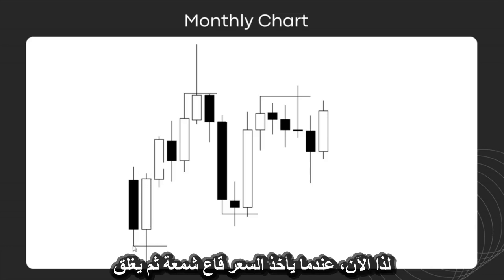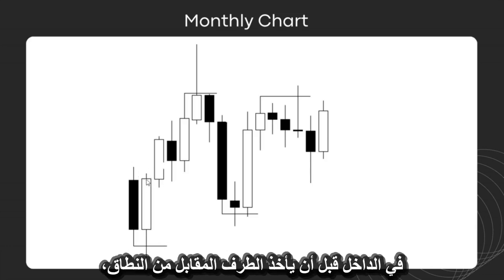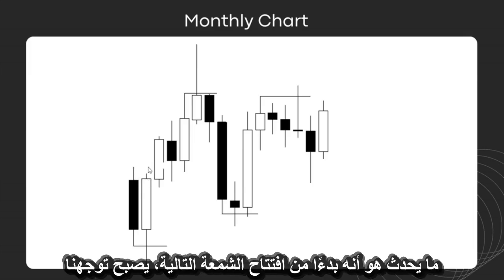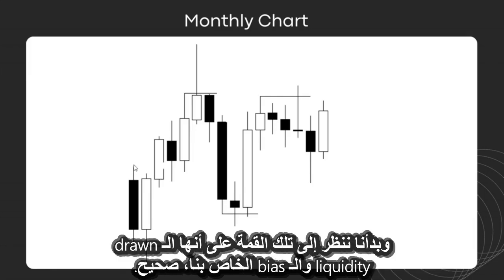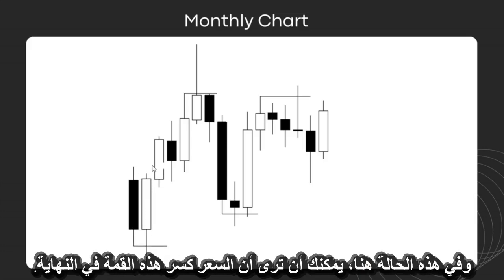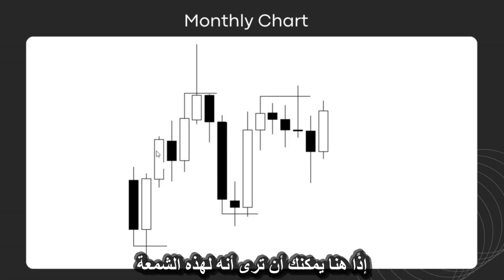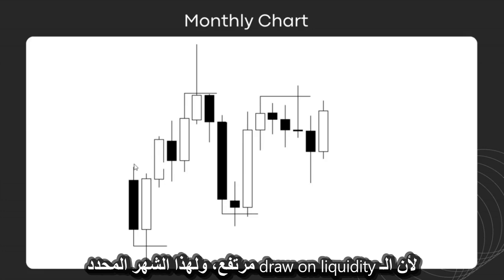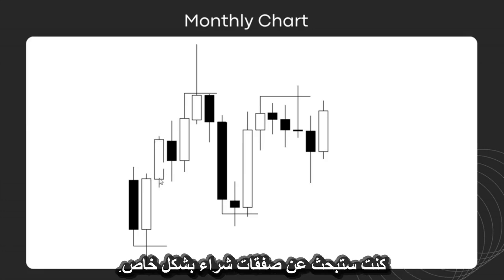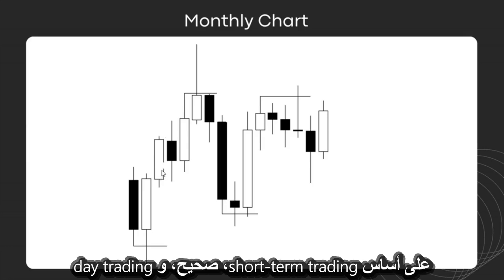So when price takes a candle's low and then closes inside, before taking out the opposing end of the range, what happens is, starting with the next candle's open, our bias and our drawn liquidity becomes the opposite end of that range. We start looking at that high as our drawn liquidity and our bias. In this case, you can see the price eventually took this high and closed above. So for this particular monthly candle, for the whole month you would have had a bullish directional bias, because the drawn liquidity is the high, and for this month you would be looking for longs, particularly on a short-term, day trading basis.